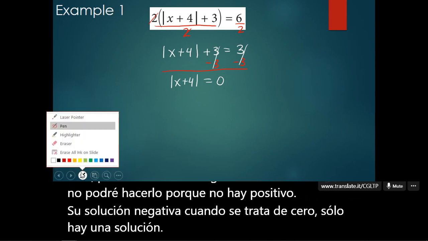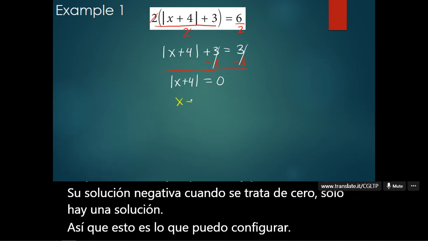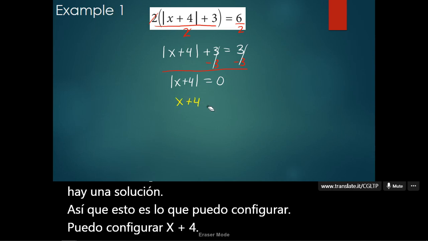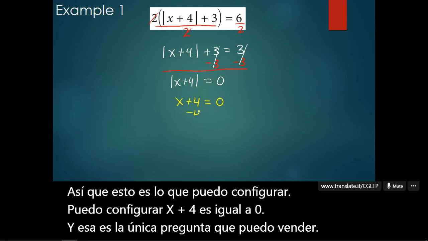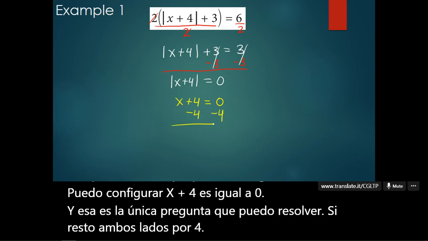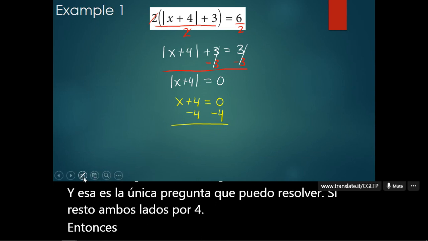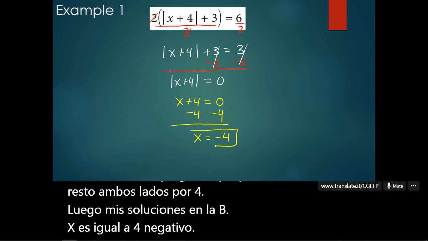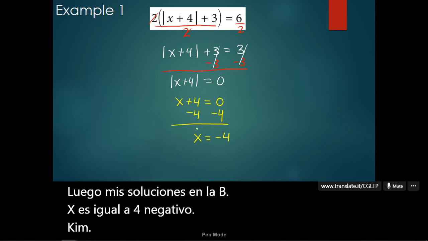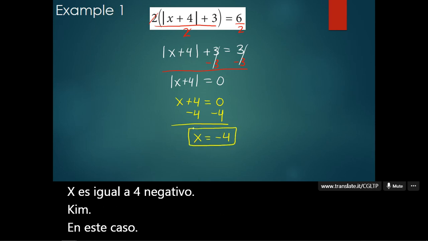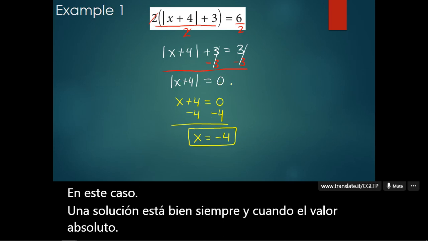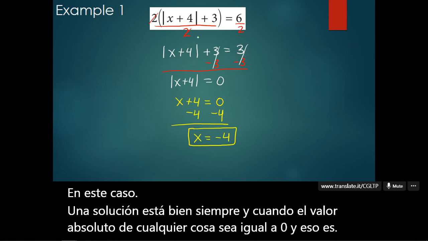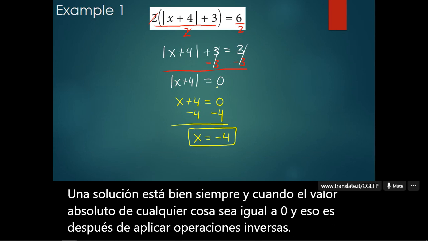So here's what I can set up. I can set up x plus 4 is equal to 0, and that is the only equation that I can solve for. If I subtract 4 from both sides, then my solution is going to be x is equal to -4. Okay? In this case, one solution is fine as long as the absolute value of anything is equal to 0, and that is after I apply inverse operations and isolate the absolute value.